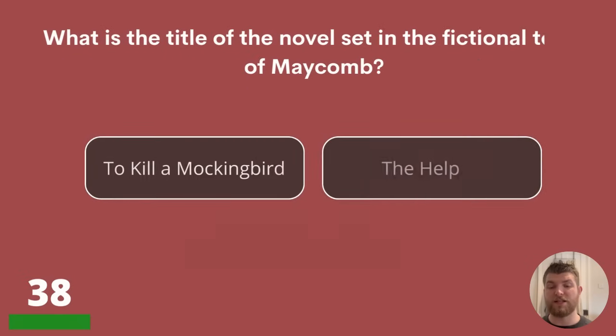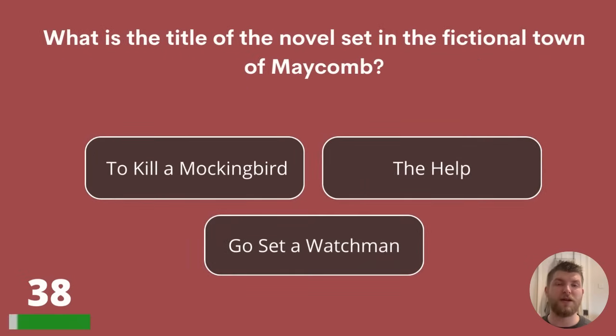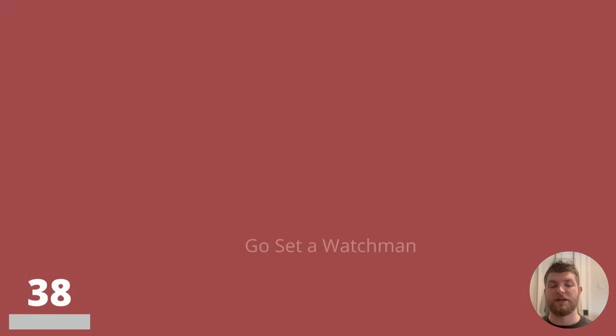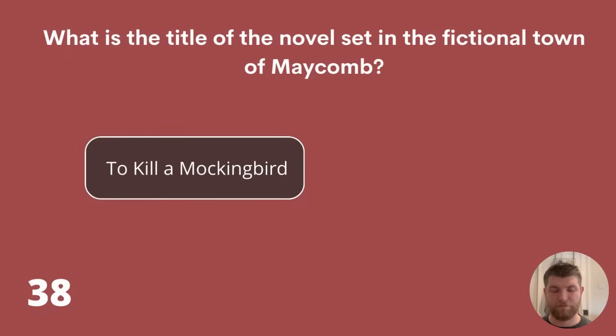38. What is the title of the novel set in the fictional town of Maycomb? To Kill a Mockingbird, The Help, or Go Set a Watchman? The answer is To Kill a Mockingbird.